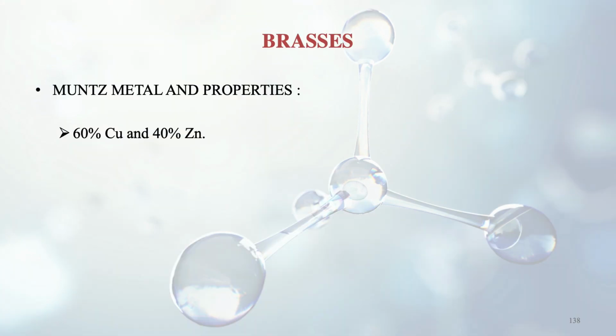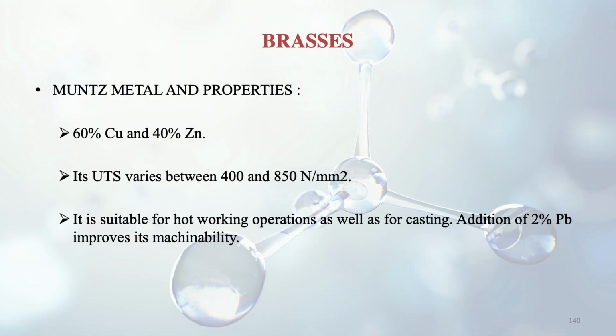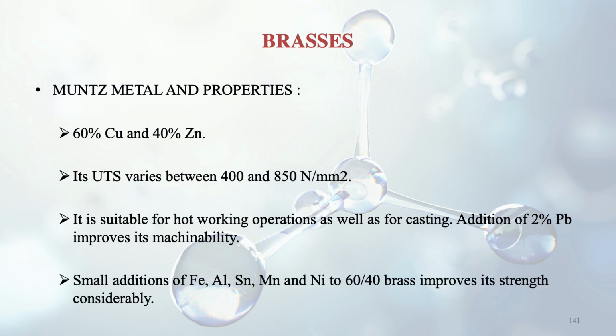Then there is Muntz metal, and its composition is 60-40, 60% copper and 40% zinc. In case of cartridge brass it was 70-30, and this Muntz metal's ultimate tensile strength is between 400 and 850 Newton per millimeter square. So its strength is somewhat better than cartridge brass, and it is suitable for hot working operations as well as for casting. An addition of 2% of lead will improve its machinability. Also small additions of iron, aluminium, tin, manganese and nickel to 60-40 brass, that is Muntz metal, will improve its strength considerably. What are its applications?